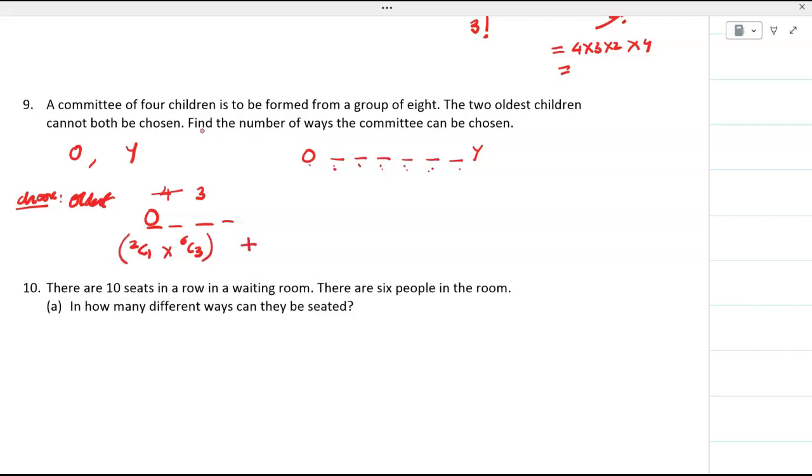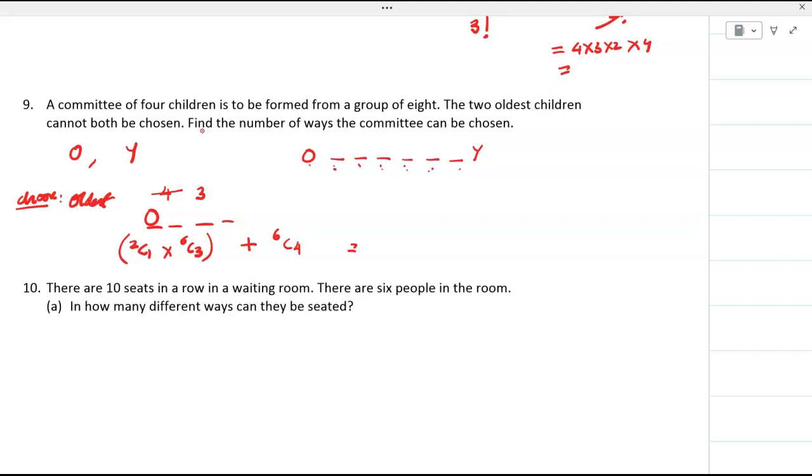Then how many will you choose? 4. You choose 4 out of 8. 6 out of 6. So both of them. So that's why you add up all the possibilities. Those are the number of ways. You can take the oldest as a committee, the youngest as a committee.